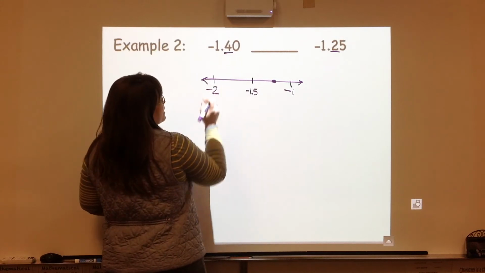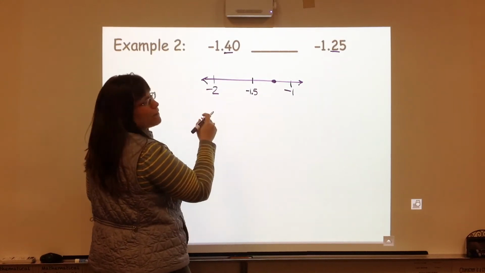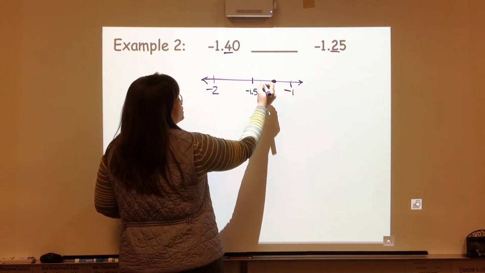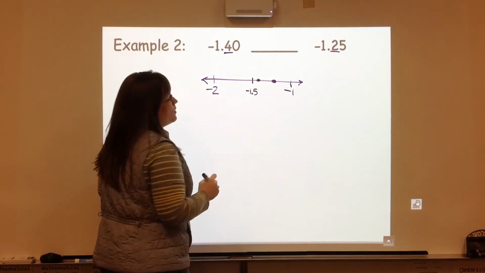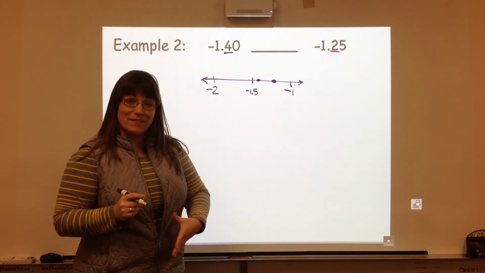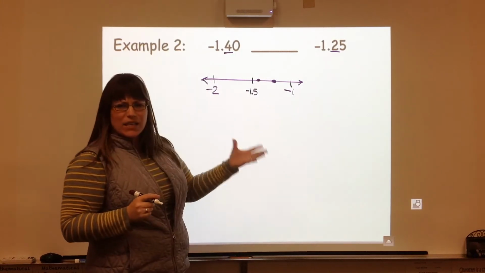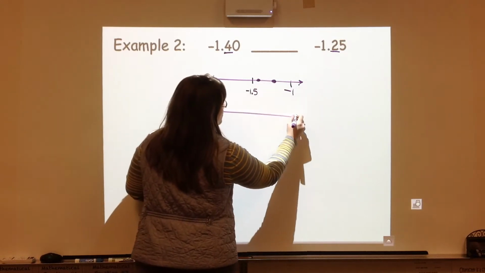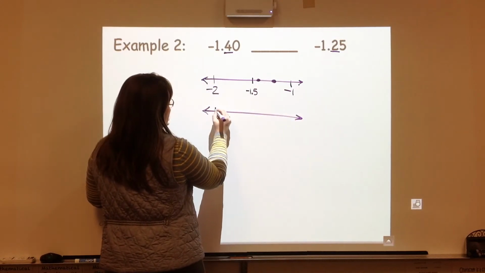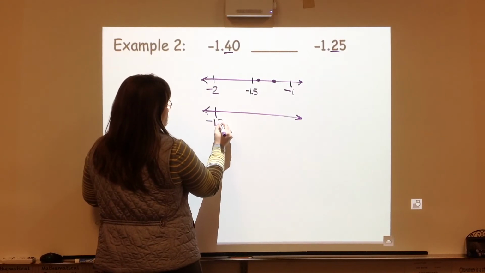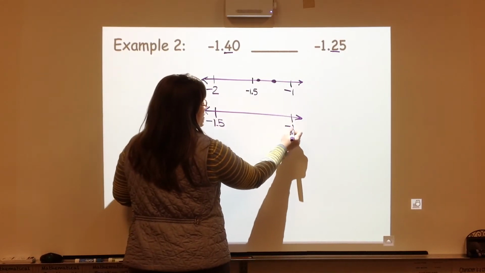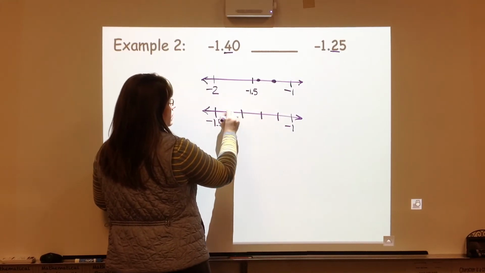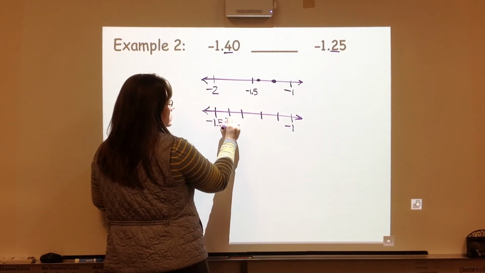And -1.4 is going to be right before the -1.5. Now, if estimating like that is not good enough, you can literally put a number line together where you're comparing -1.5 to -1. And you can literally put all of the numbers in here.